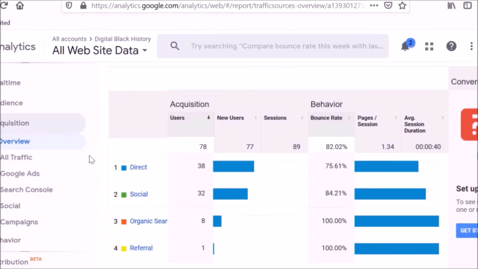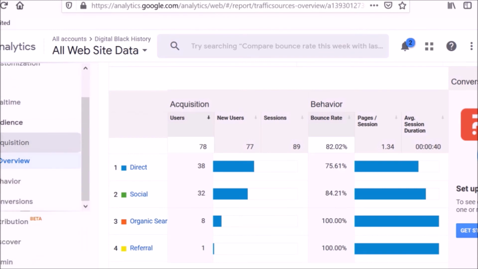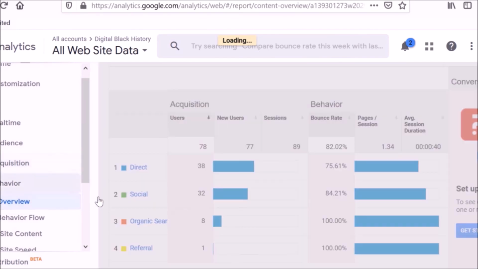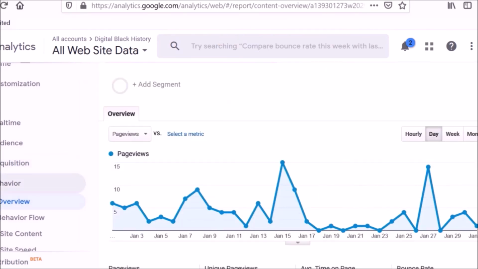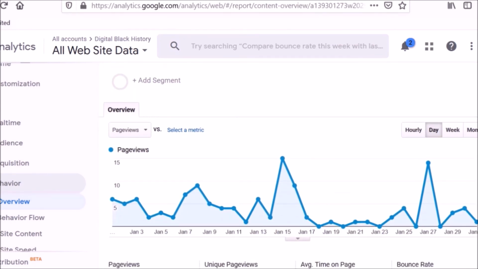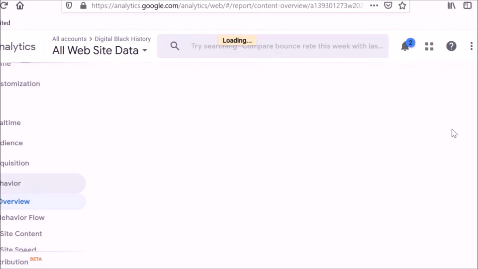Next, let's go ahead and move on to the behavior overview. So in the behavior overview report, I get a similar looking line graph that I got in the audience overview report, but this time it's related to page views. When I hover over these data points, it gives me the page view counts for each day during the month of January. Again, I can change this based on if I want to view it on an hourly basis, weekly, daily, or monthly.